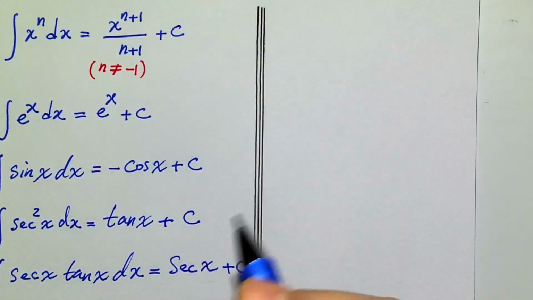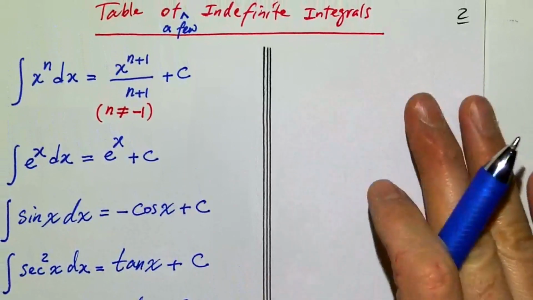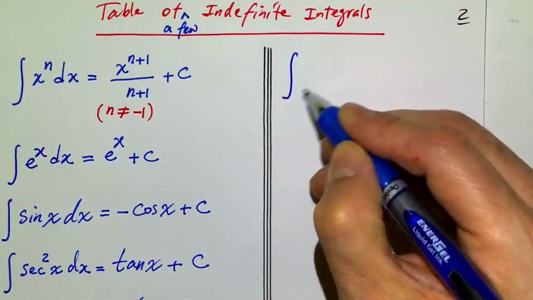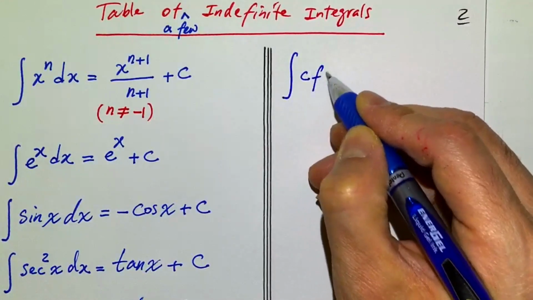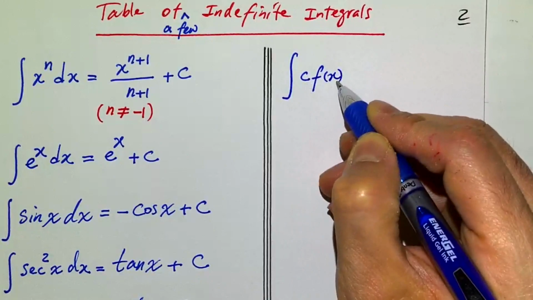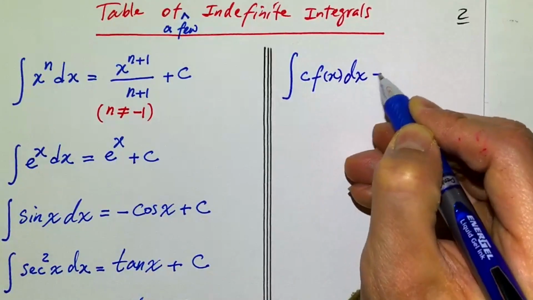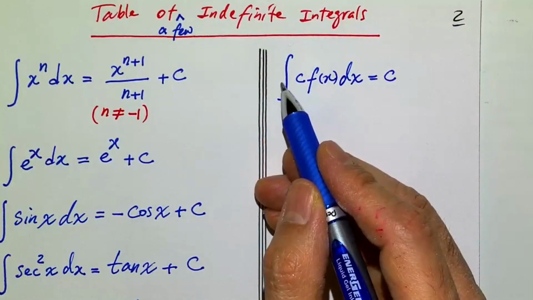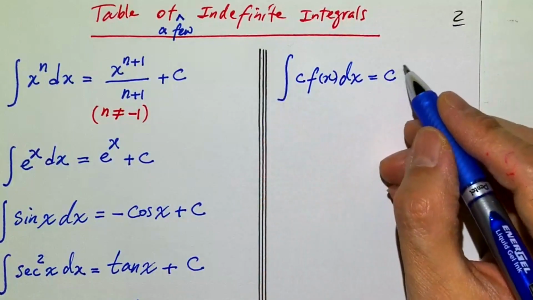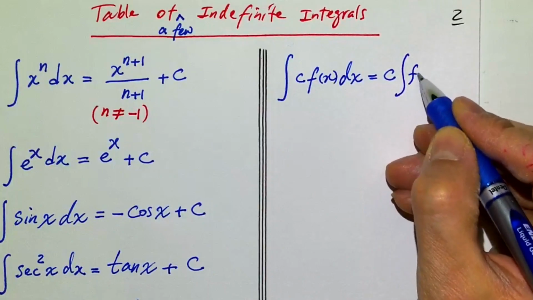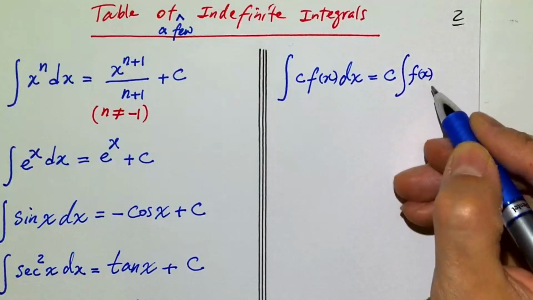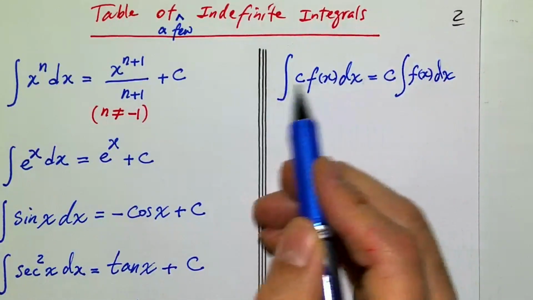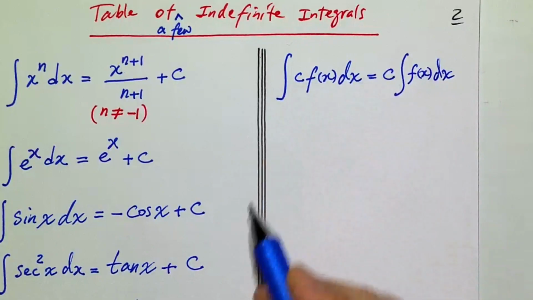Okay, so in the next one, we have the integral of some constant c times a function f of x dx. The constant can be brought outside and in front of the integral times whatever integral we have. And that's true for all integrals. The constant that is on the inside multiplying by everything else can be brought out, just like that.